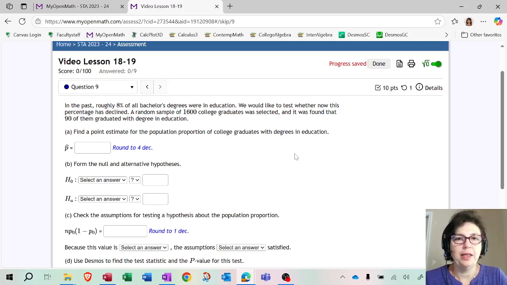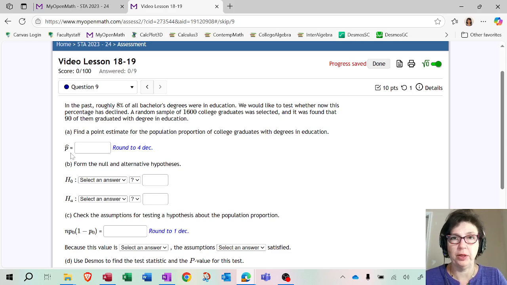Okay, guys, in this example, let's look at testing the population proportion using Desmos graphing calculator. The first thing we will do is compute a point estimate for the population proportion. I hope you remember that the population proportion is denoted by P and sample proportion is denoted by P with the hat on top. And point estimate means sample proportion, p hat.